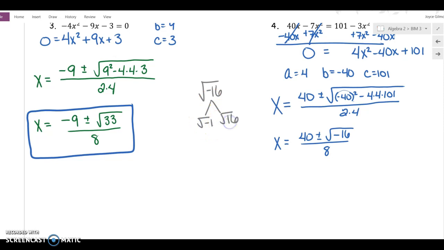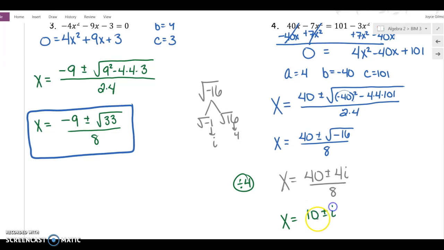16 is a perfect square. So this is 4 and i. Do 44 and 8 have a common factor that we could divide out of all of them? We can divide all of them by 4. So our final answer will be 10 plus or minus i over 2.